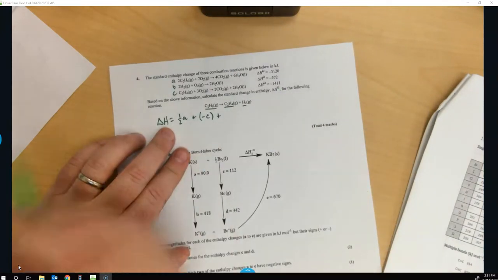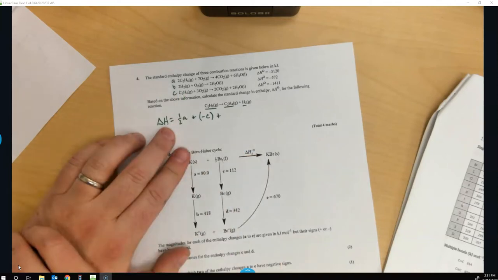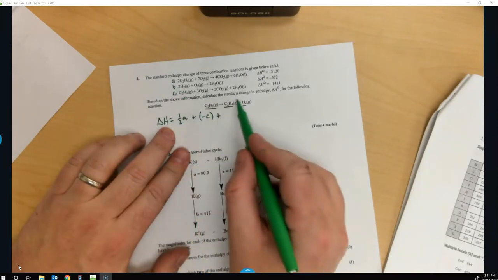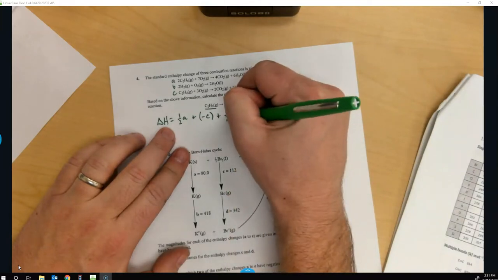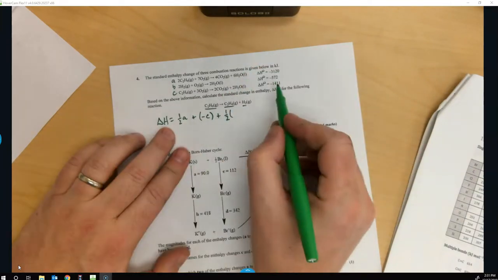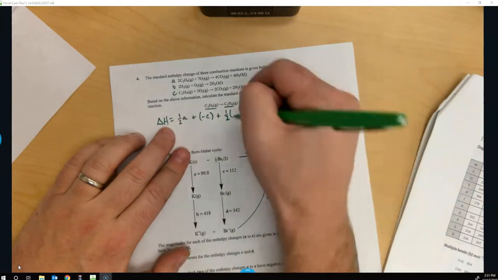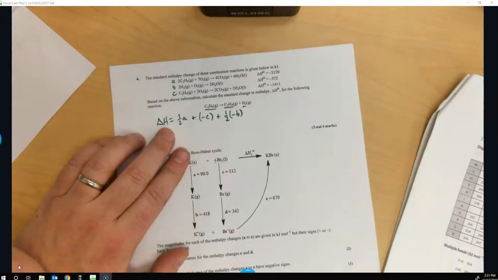Finally, I have hydrogen. I see hydrogen up there in reaction B. The coefficient does not match. There's twice as much as I should have, so I'm going to multiply B by 1/2. And it's also on the wrong side, so I'm going to have to negate whatever B is.